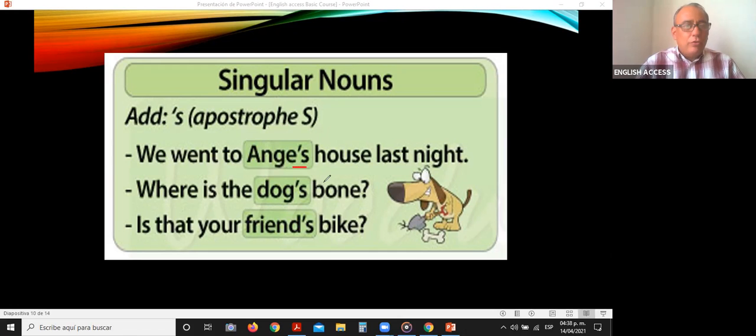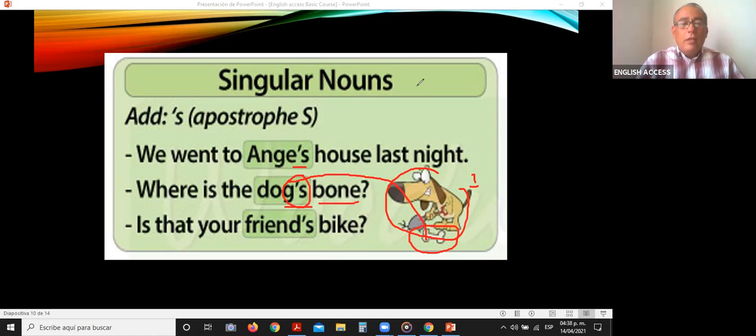We add apostrophe s to a singular noun, which could be a name, or could be the noun of an item, a thing, in this case the animal. This is a dog. This is one dog. And the dog has a bone. The bone belongs to the dog, so that's why it is the dog's bone.